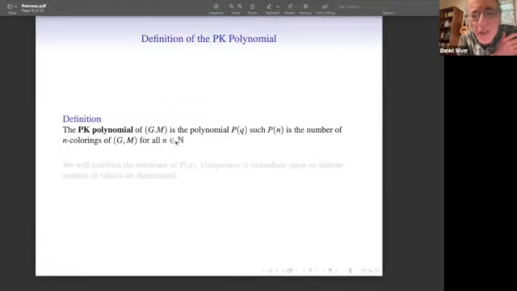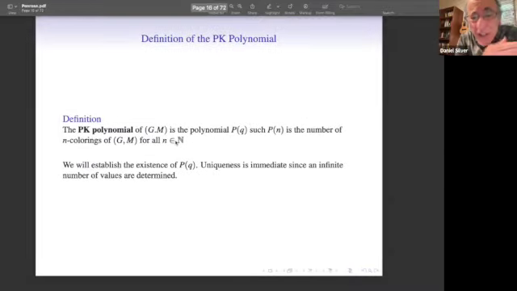So this will be a little strange. Here's a definition of the PK, or Penrose-Kauffman polynomial. It's simply a polynomial for GM such that P evaluated at n is the number of n-colorings for any n. That's the definition. So of course we have to establish that it exists, but the uniqueness is now immediate, because you've got a polynomial that's been specified in an infinite number of places. Right? So this is what we'll take as a definition.